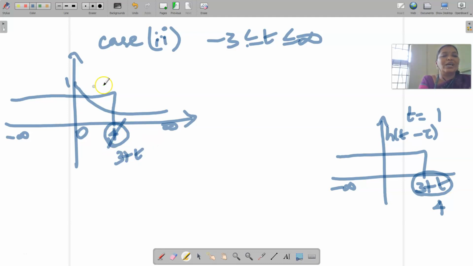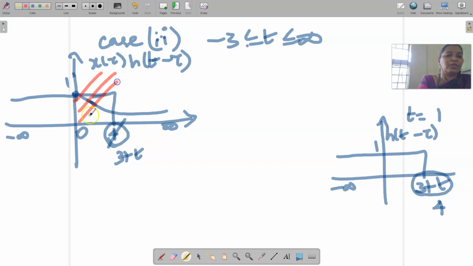Okay, so you will have overlap in between some region 0 to 3 plus t. Somewhere in between your x of tau and h of t minus tau gets overlap. Okay. So, anyway both amplitudes are 1, okay. So, if you want to perfectly draw, both amplitudes will meet, okay. So, let me have here 1, okay. So, you will have like this. So, it will have overlap between these two regions, okay. So, how will you draw these two regions?